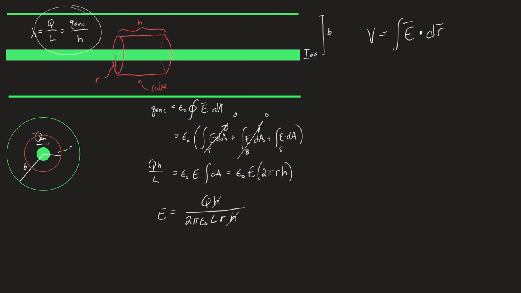Our job now is to take this and find the potential difference from the inner plate to the outer plate. You have to know a lot to do this. Part of it's just plugging in. So whatever expression you got for your electric field, you use it here. Q over 2 pi epsilon naught L R dr.